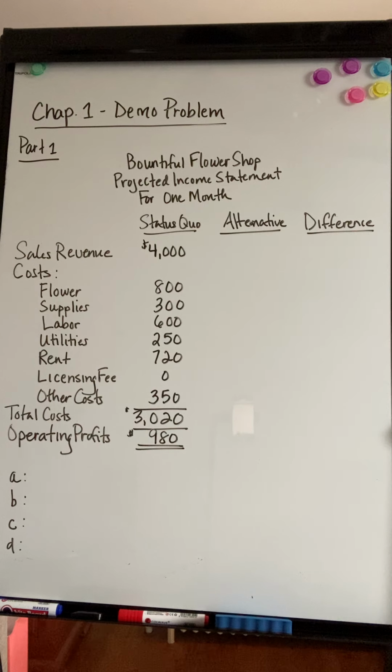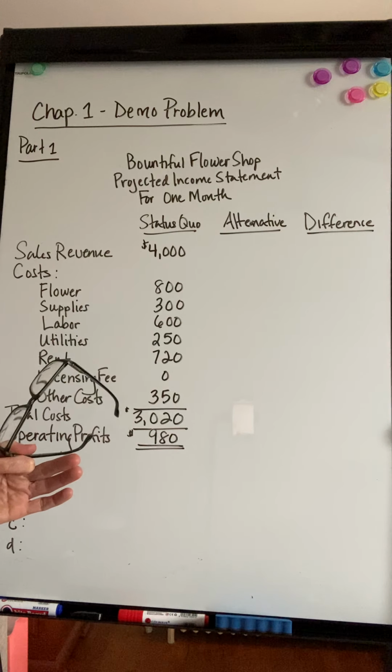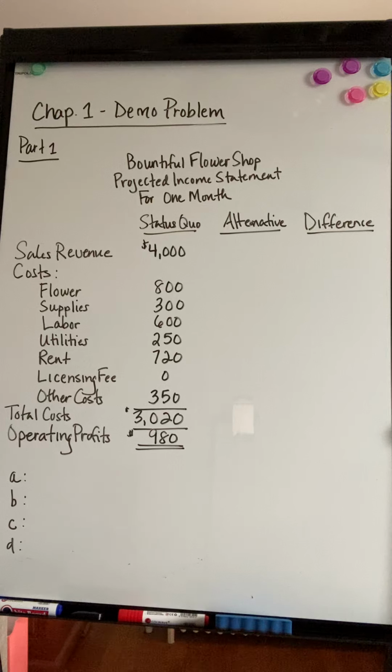So hopefully you printed out the copy of this demonstration problem that I gave you in the week 1 module. I don't have it up here. Obviously, I can't show you both at the same time, but I'm going to read through it, and then I'm going to walk you through the solution. All right, so it says, Jim is a florist who runs Bountiful Floral Shop as a sole owner. His typical monthly operating results include the following.